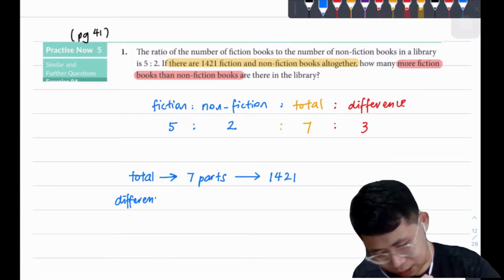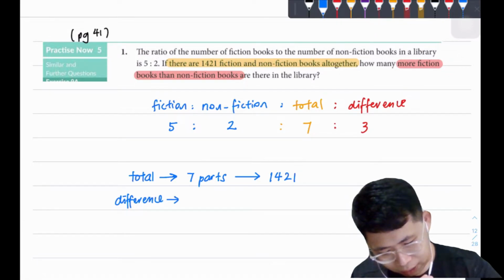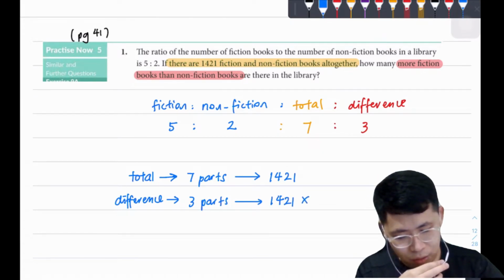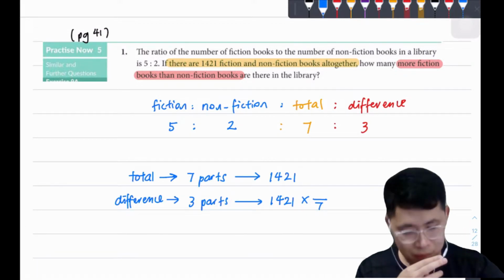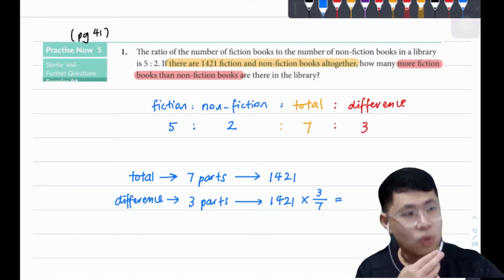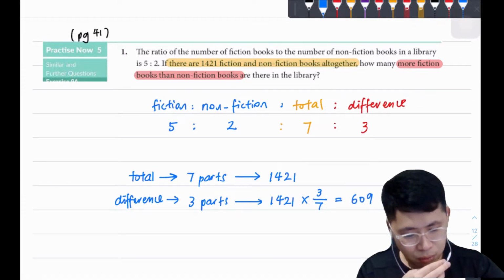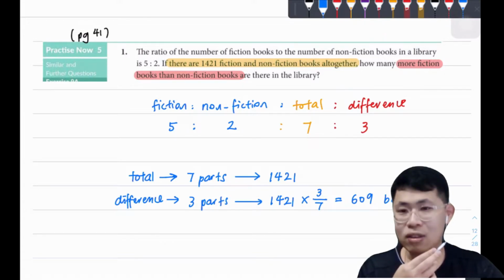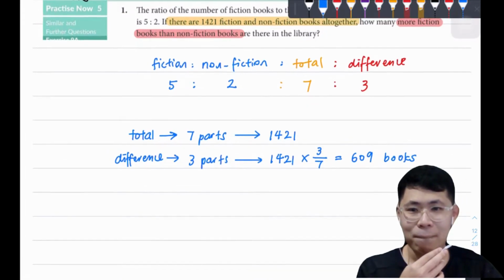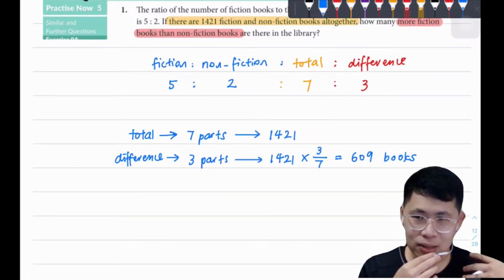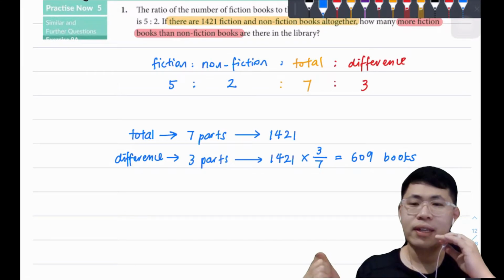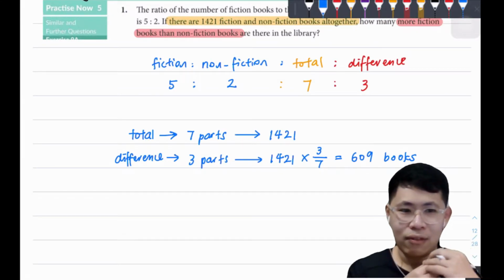And we are looking for the difference. Let's take a look at the difference. So the difference is 3 parts or 3 units. So we will take 1,421, divide by 7 to make it 1 unit, and multiply by 3 to make it 3 units. So over here we will have 609 books. So there are 609 more fiction books than non-fiction books. Okay, so to recap: tackling ratio questions, we may encounter questions involving us to look for the total and the difference.